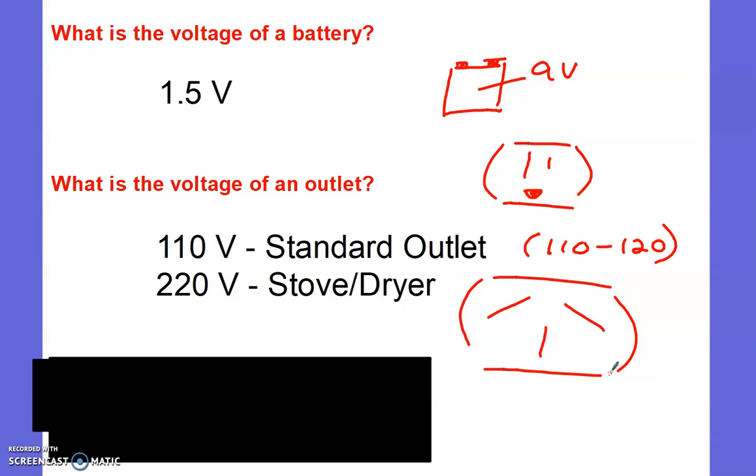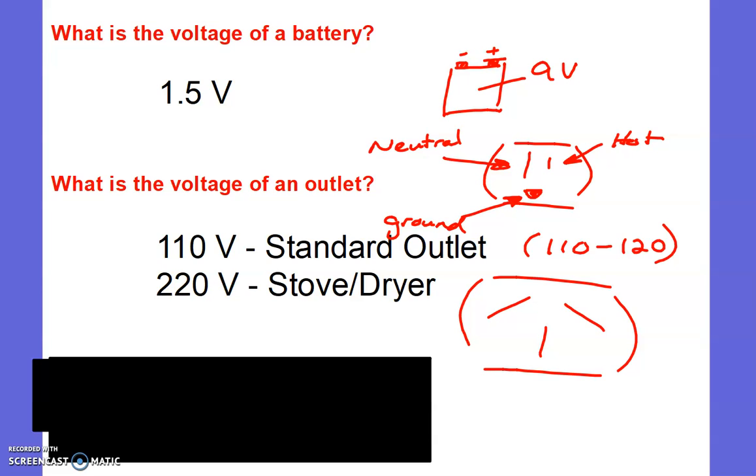There's always those 3 prongs. The one prong is the hot, we say. The other is the neutral. And then the third one is always the ground. Now, in terms of batteries, we have things like positive and negative. We don't have things like hot, neutral, and ground. It's just the way that the electricity is produced.